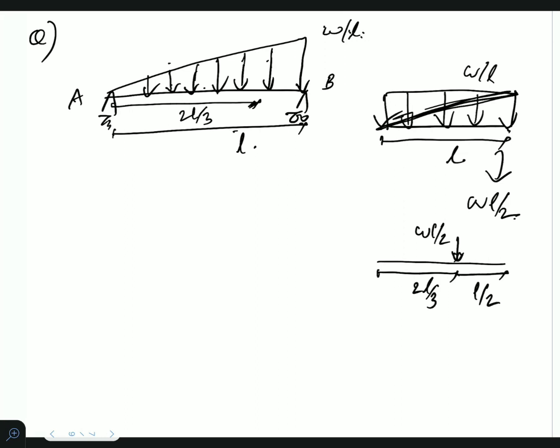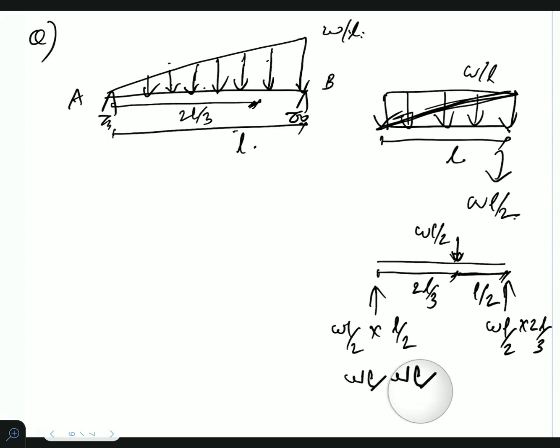So this is a case like the PB by L and PA by L force reactions. So WL by 2 into L by 3, also WL by 2 into 2L by 3 here. So that will be WL by... sorry, this is L by 3. So we'll have this is L by 3. So WL by 6. Here it will be WL by 3. Okay, these will be the reactions.